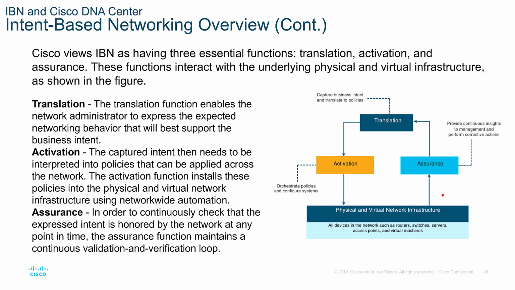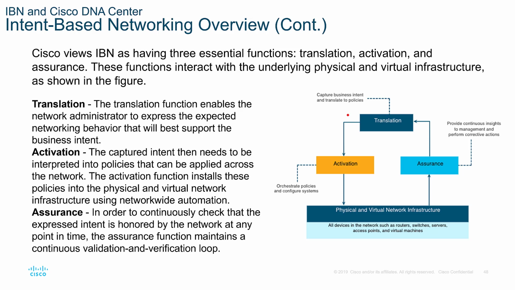So here we have our IBN again, broken down into our translate, activate, and assurance. Translate basically will translate the function. This will enable the network administrator to express the expected networking behavior. The activation will basically be the capture intent that needs to be interpreted into policies. The assurance is in order to continuously check that the expressed intent is honored.